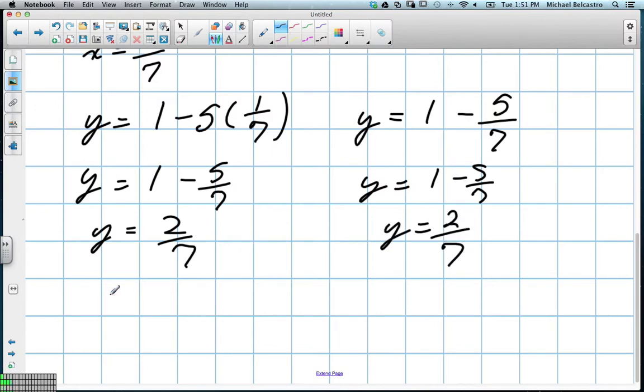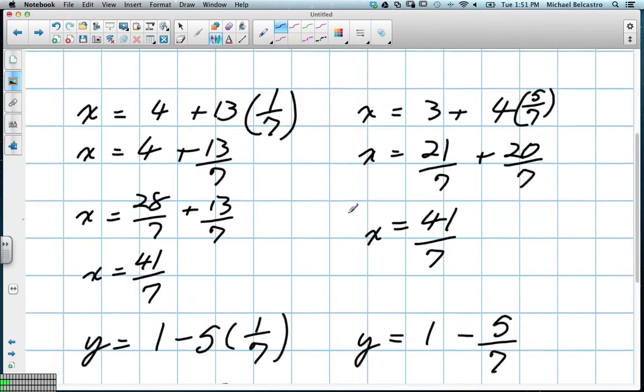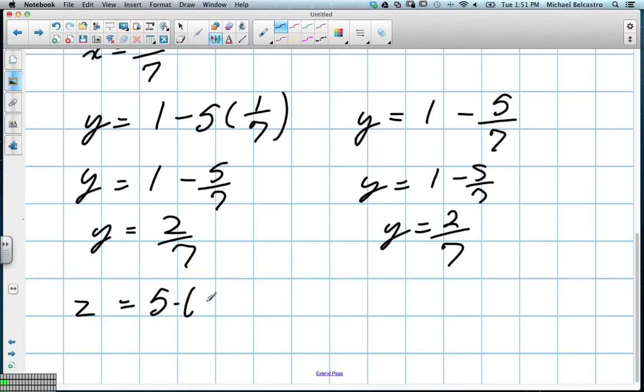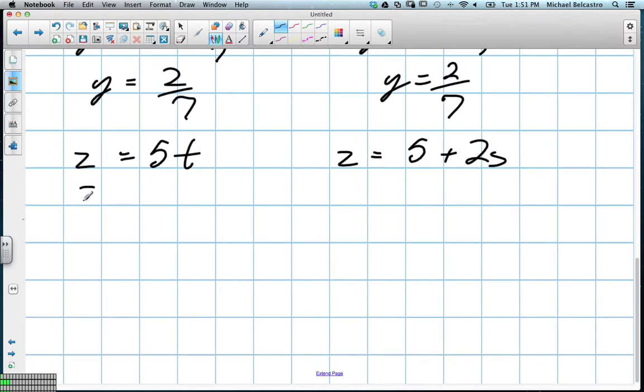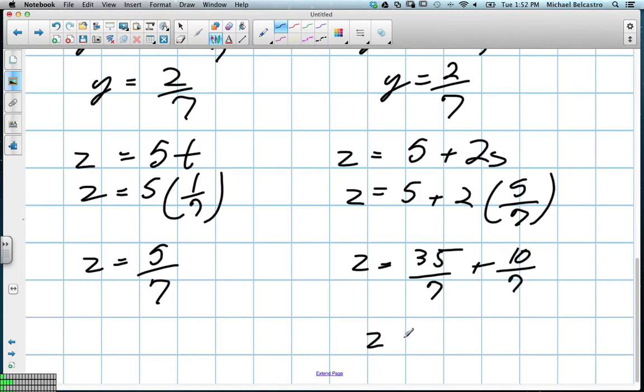Okay, so 2 of them worked out. Let's test out our z's. 5t and 5 plus 2s, right? Our t was a seventh, which means z should be 5 over 7. And in this case, s was 5 sevenths, correct? Times 2 plus 5 equals z. This is going to give us 35 over 7 plus 10 over 7. Did this work out? No.